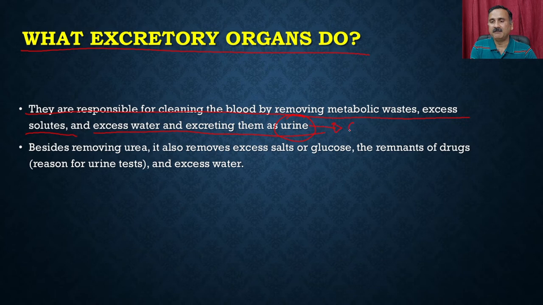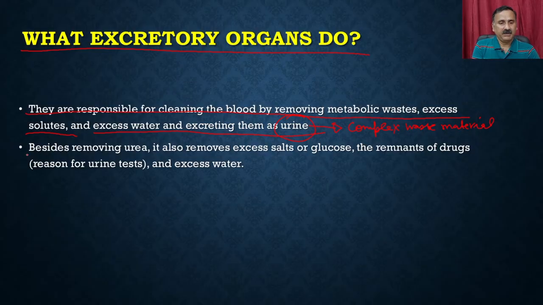So urine is a complex waste product, where you have different types of material. Like you can have the ammonia, which is going to be present in the form of urea. Within the urine, you can have different types of drugs which are present in the blood, or you can also have different types of other waste materials. Besides removing the urea, it is also removing the excess amount of salt, glucose and the remnant of the drugs.